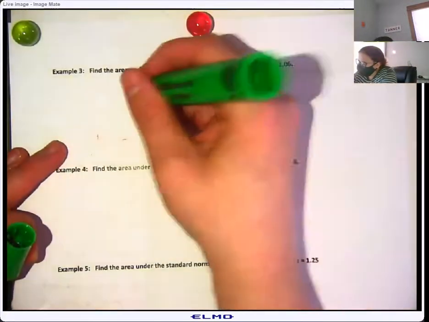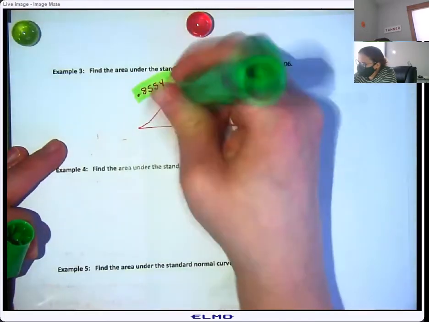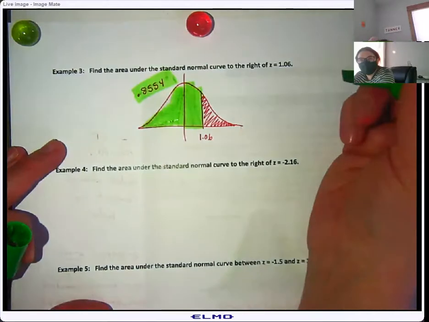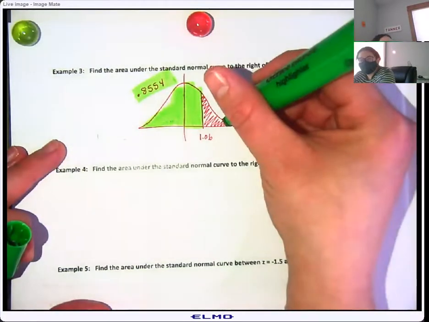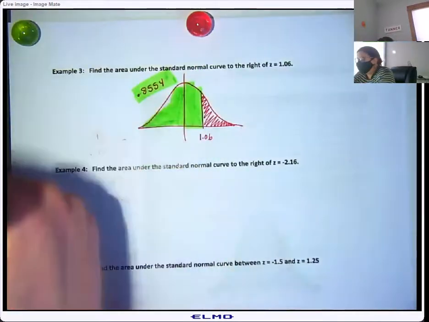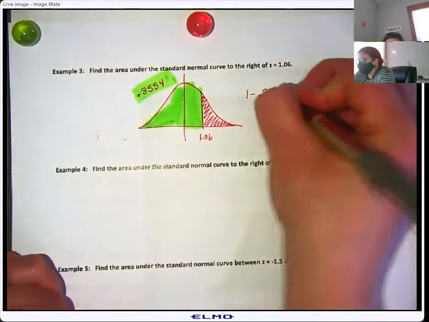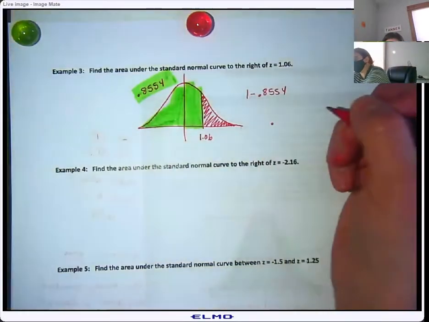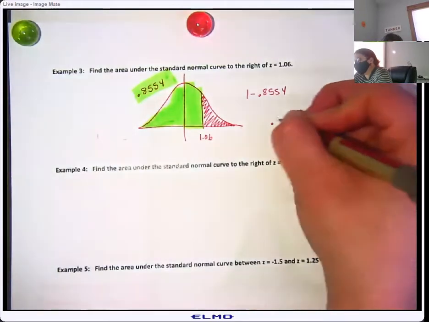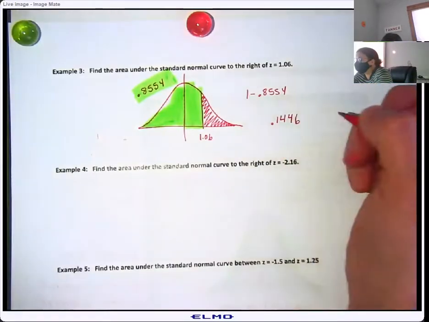everybody look up. Do you remember how I told you the chart always reads to the left? So that's all the green area. You see what I mean? But we want the red area over here instead. So if we take 100% and minus that, then we'll get our answer. So you're going to take 1 minus 0.8554, which is what? 0.1446. Is that correct?